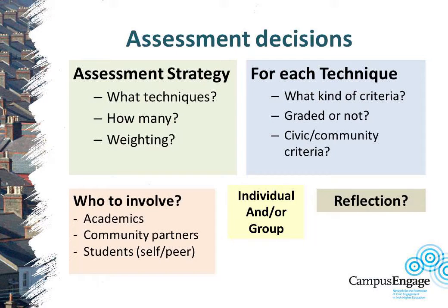There are a number of decisions you need to think about. What type of strategy will you apply? What techniques will you use? How many? How should elements be weighted? For each assessment technique, it's important to consider the criteria you will use. Will this element be graded or not? What are the criteria for community engagement?